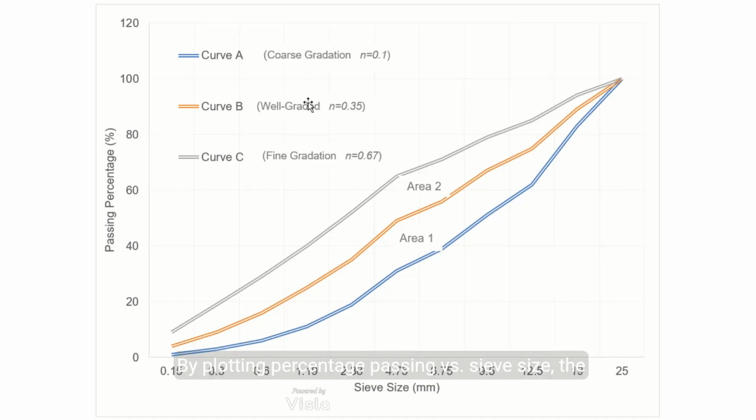By plotting percentage passing versus sieve size, the platform calculates the n-value of the grading curve and compares it to ideal limits for Area 1 and Area 2 applications. This real-time matching allows the system to recommend aggregates that optimize cohesion, segregation control, and compaction based on project-specific requirements.